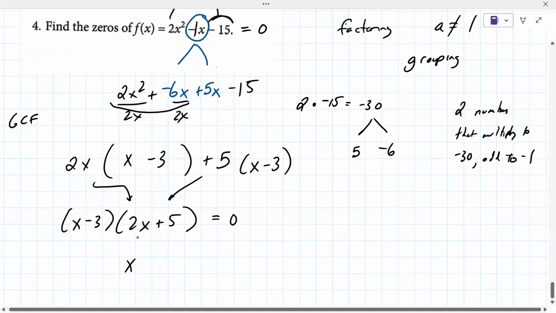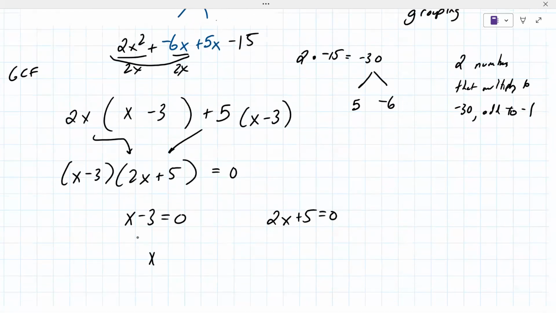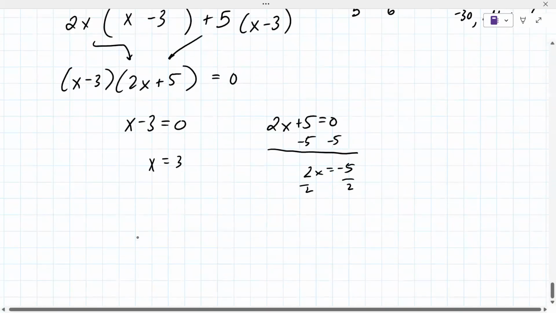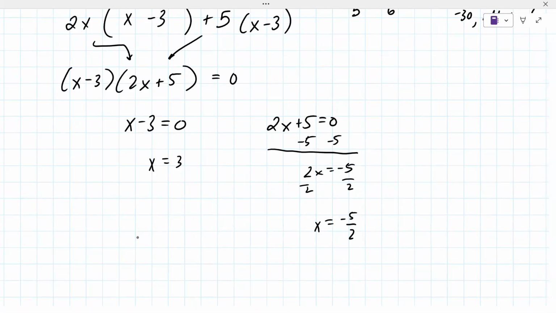And now you set each of these equal to 0 and solve for x. So x is 3. On the right here, you have to subtract 5. 2x equals -5, divide by 2, divide by 2. So you have x equals -5/2, and x equals 3. Okay, I know that was quick to finish there, but we do have to stop here.